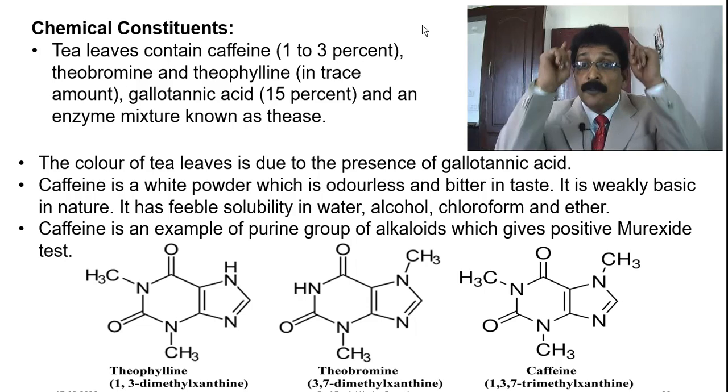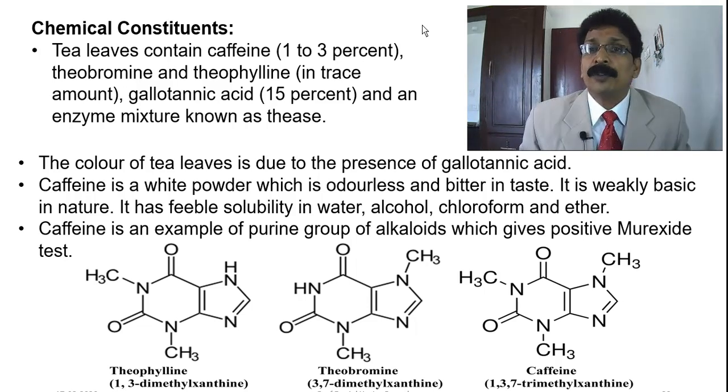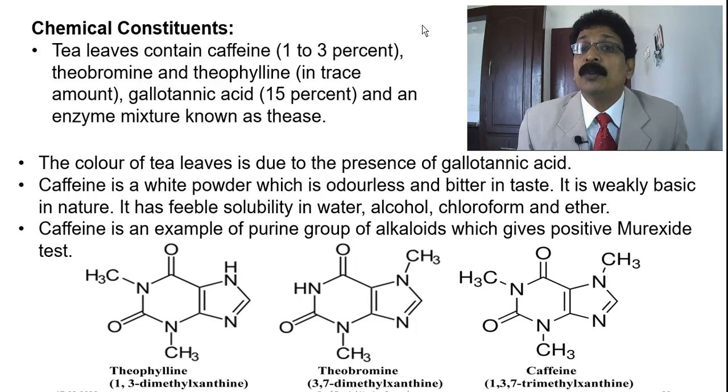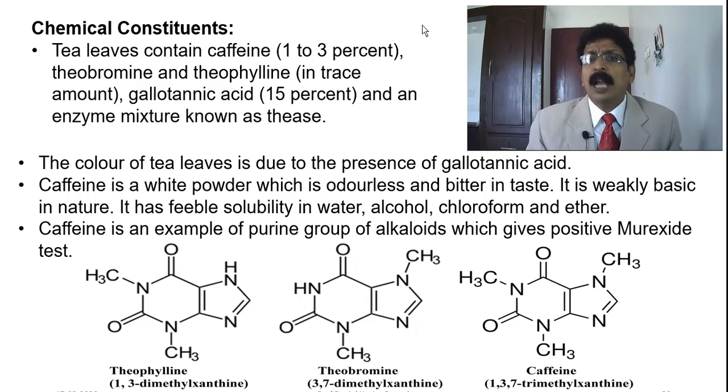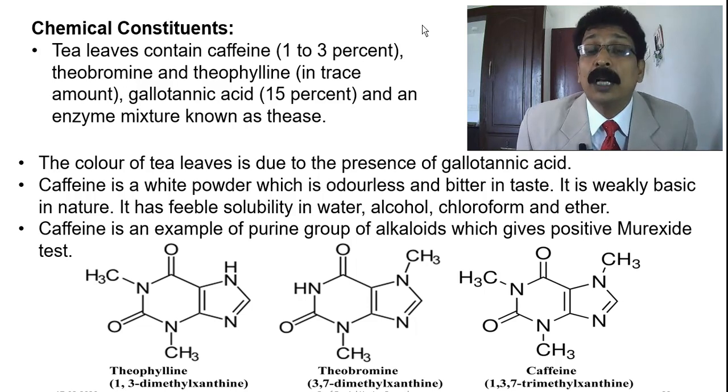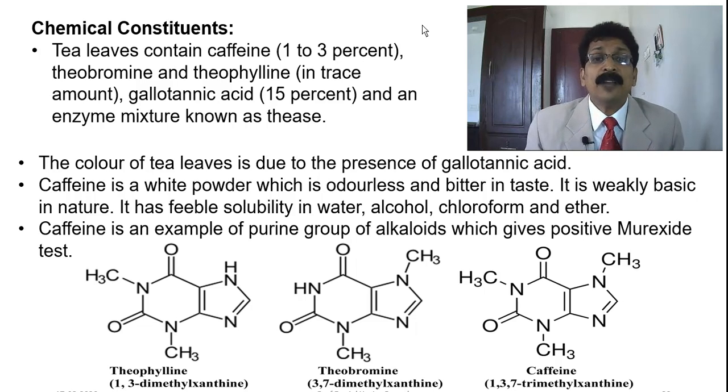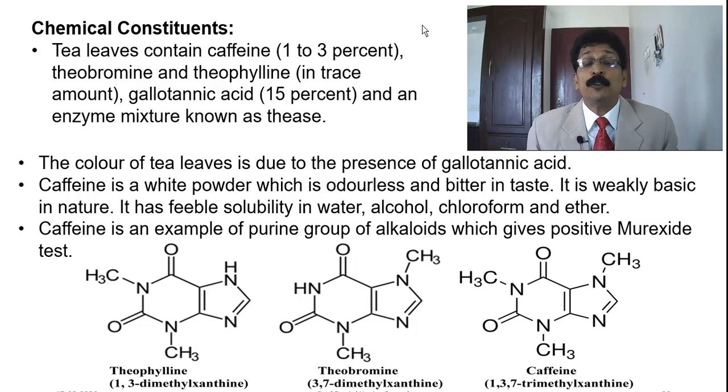When practicing, we have to do the isolation of caffeine. Crystals can be made, and we can get the powder. And it is weakly basic in nature. It is freely soluble in water, alcohol, chloroform and ether. Caffeine is an example of purine group of alkaloids which gives a positive Murexide test. So the structure I have already explained. You can see all the three structures.